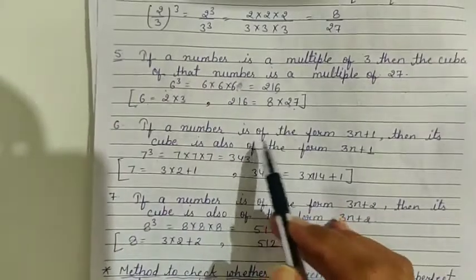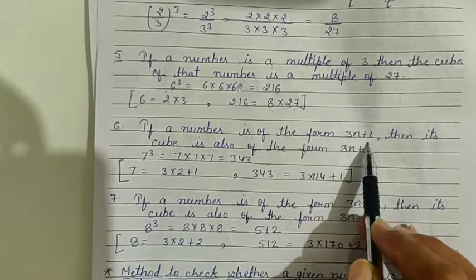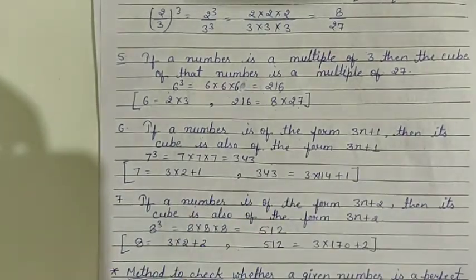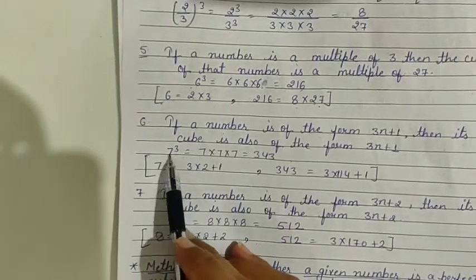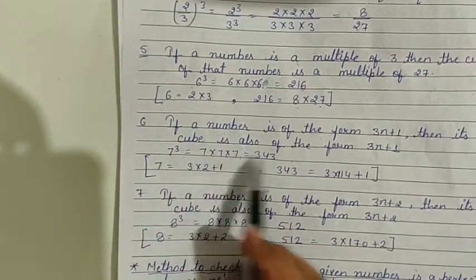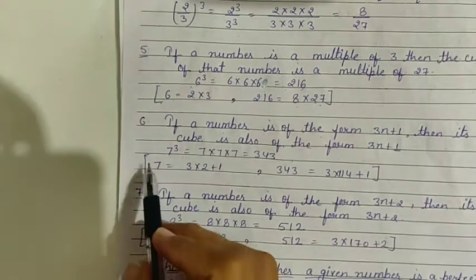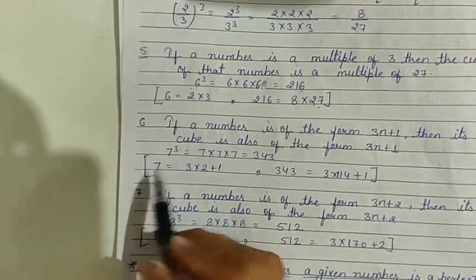If a number is of the form 3n plus 1, then its cube is also of the form 3n plus 1. For example, cube of 7 is 7 into 7 into 7, that is equal to 343, and 7 is of the form 3n plus 1.